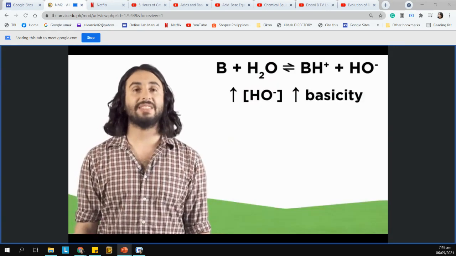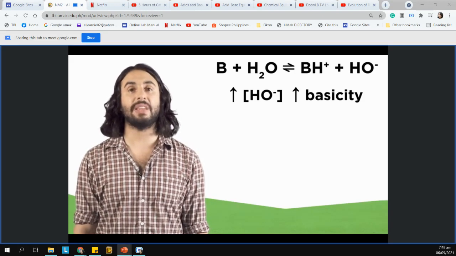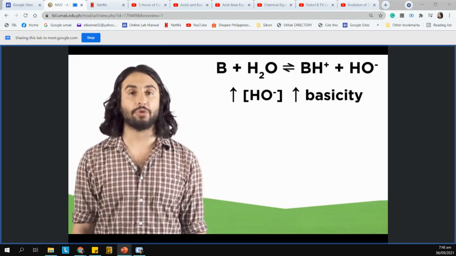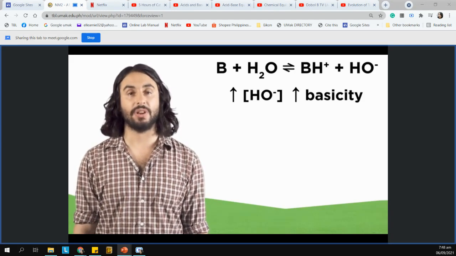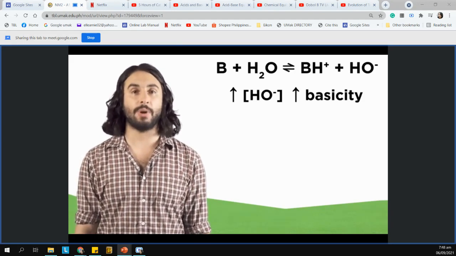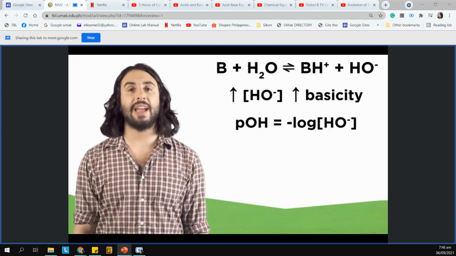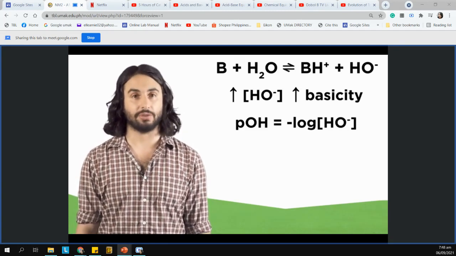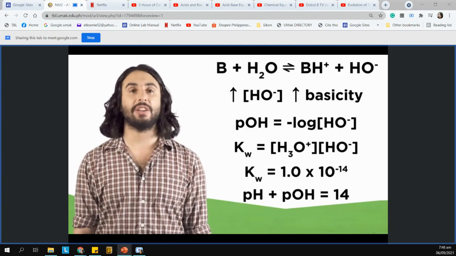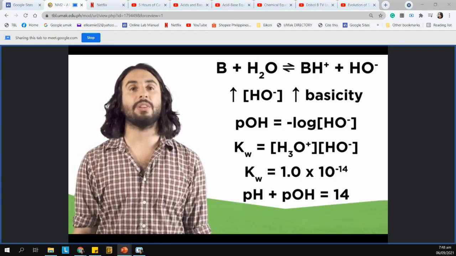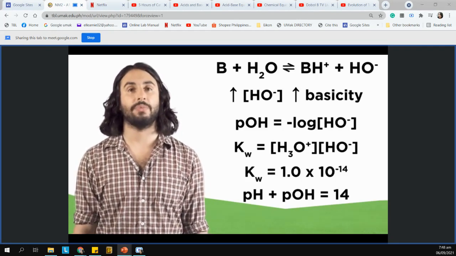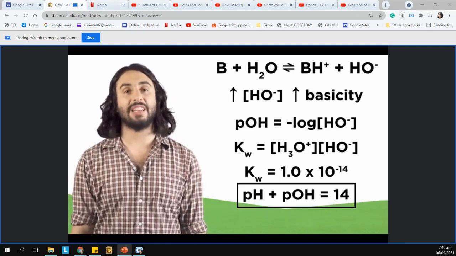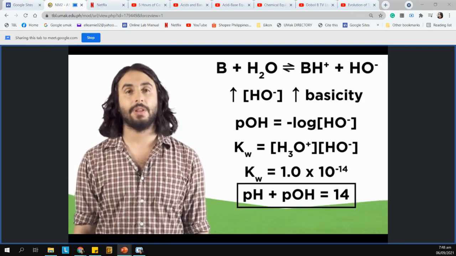We can also measure the basicity of a solution by calculating the pOH. This is because a strong base will generate hydroxide ions in aqueous solution by stealing protons from water molecules. Just like pH, pOH is the negative log of the hydroxide concentration. Another way to calculate pH and pOH is by using the formula for Kw. From this, we see that pH plus pOH must equal 14.